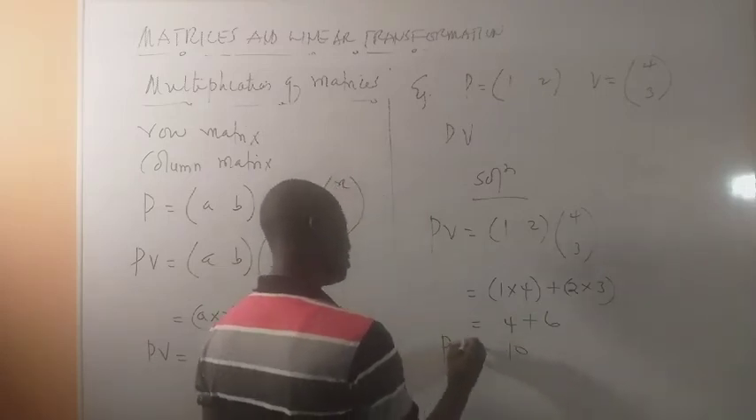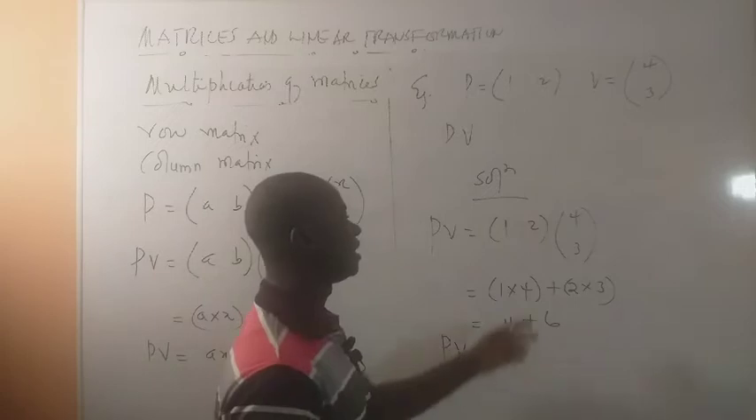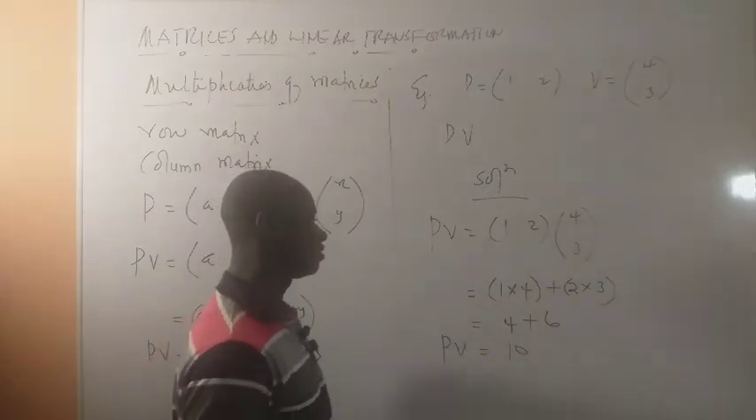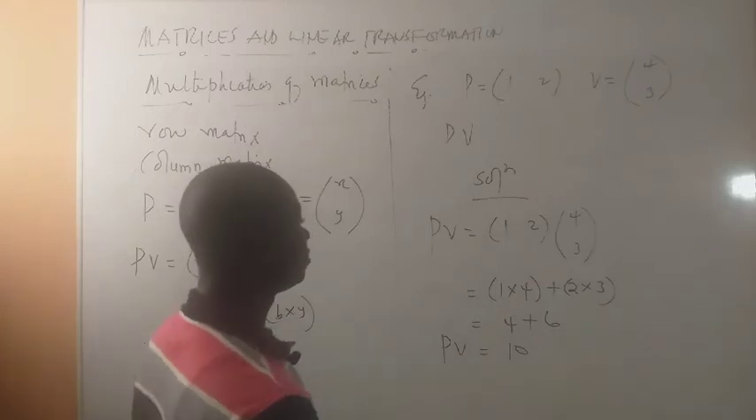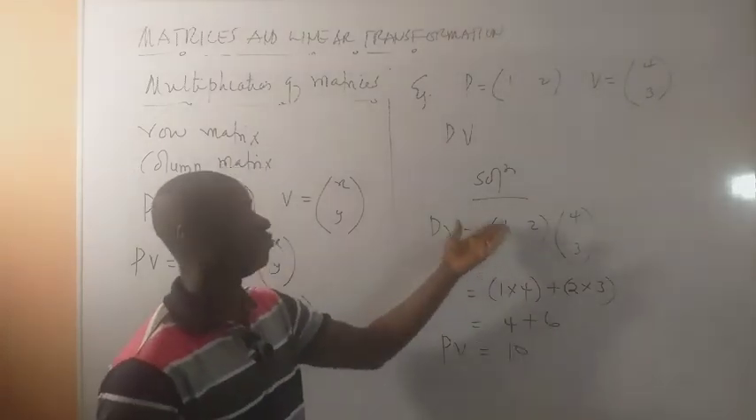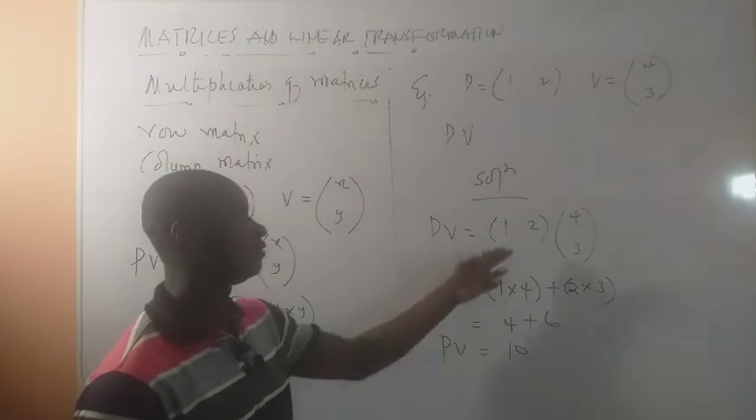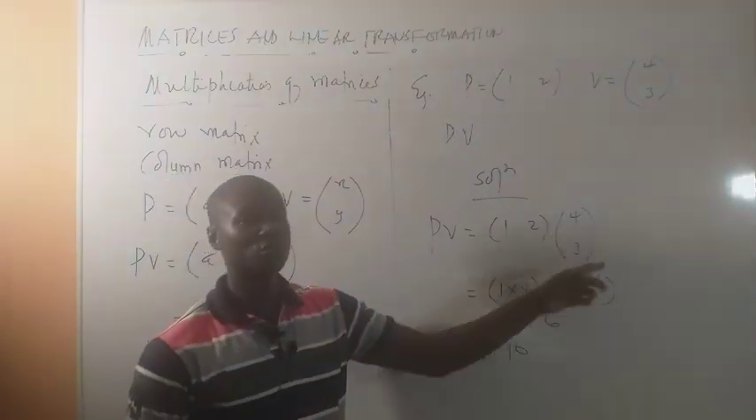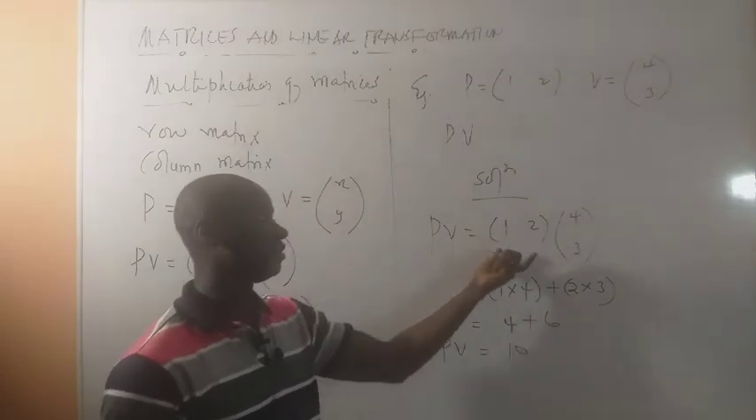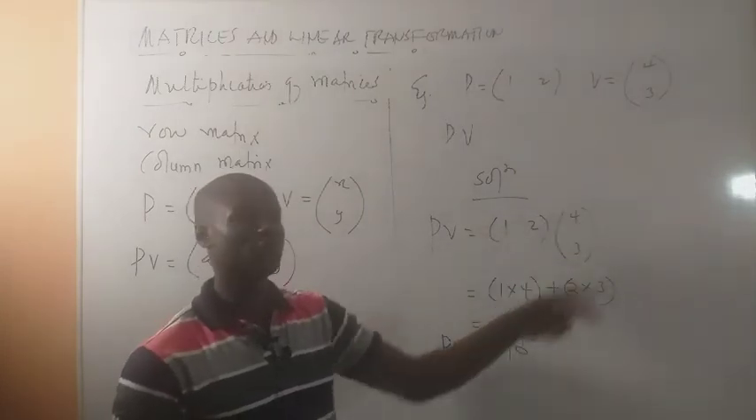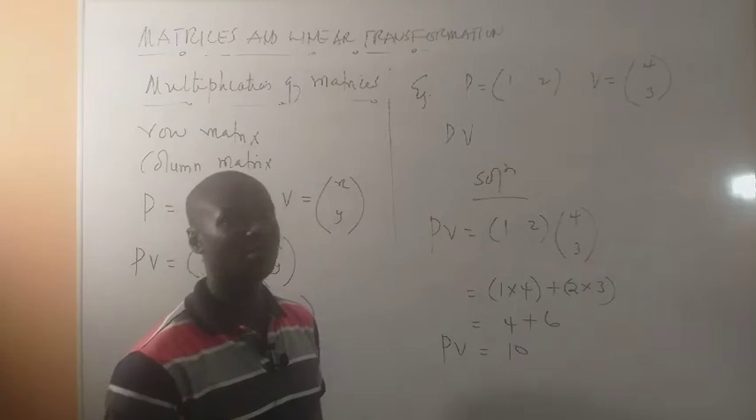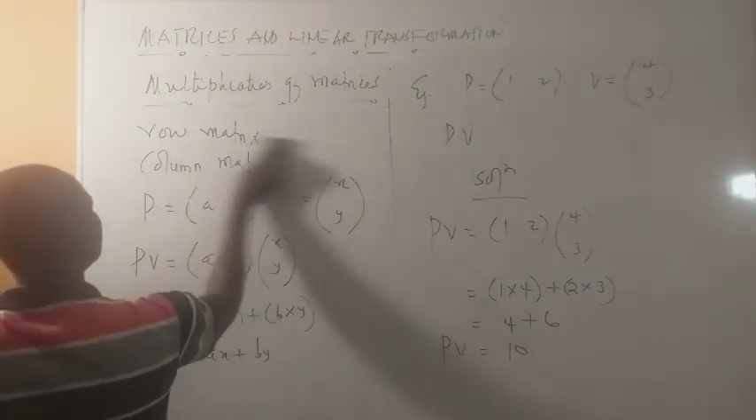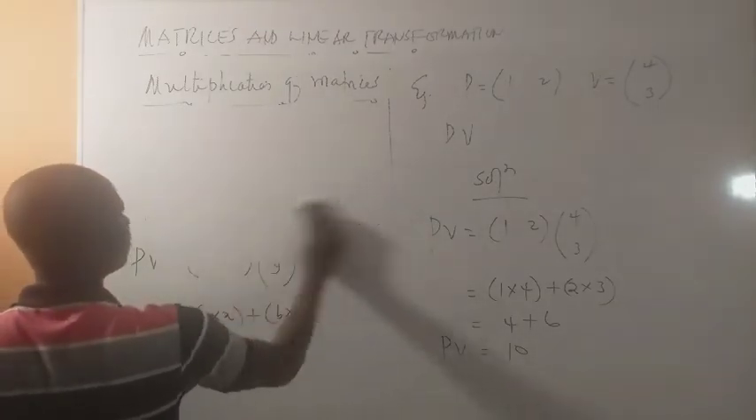And so when you multiply a row matrix by a column matrix, the result is a constant, it's a scalar. And so that is how we multiply a row matrix by a column matrix. Take note that with the row matrix, the number of columns is 2, and with the column matrix, the number of rows is 2. And because the number of columns of the first matrix is equal to the number of rows of the second, that is why it's compatible under matrix multiplication. So in general, that is how we multiply a row matrix by a column matrix.